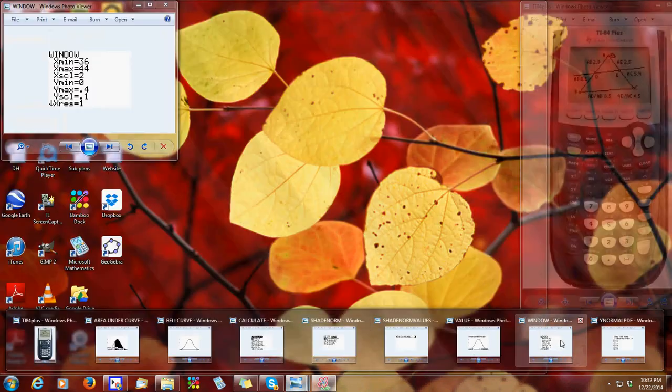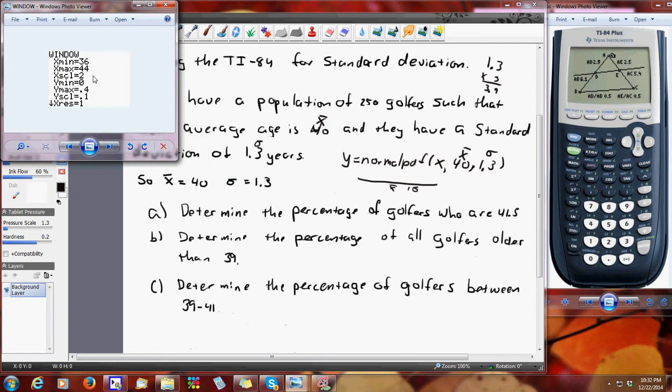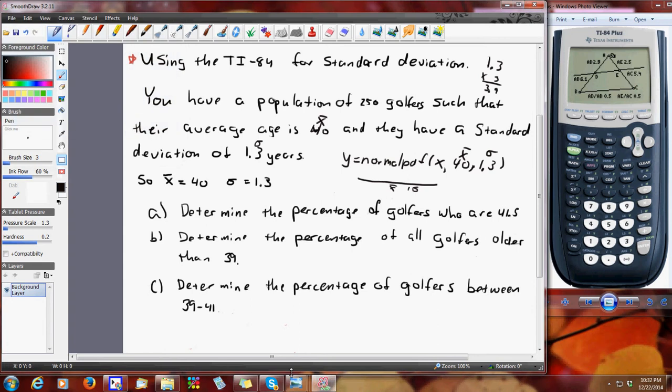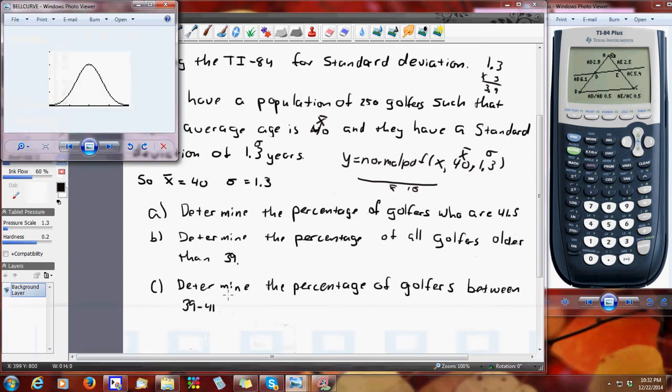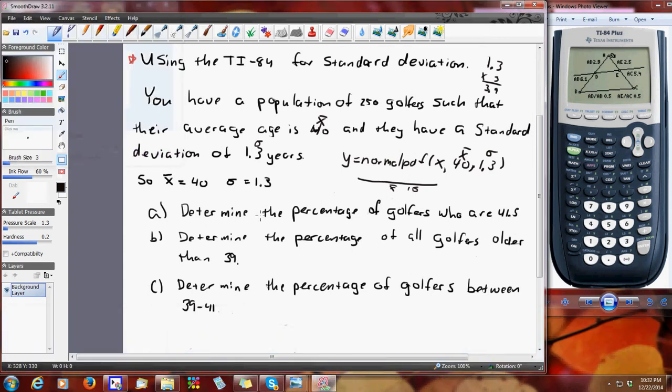The key is this: your X scale of 2 is fine, but I'm going to do my Y min 0, my Y max 0.4, and I want it by 0.1 intervals. Once you set those and then you graph it, you're going to get this picture here. And that's great. All right, so now I have my values, I have my bell curve, and I want to determine the percentage of all golfers who are 41.5.